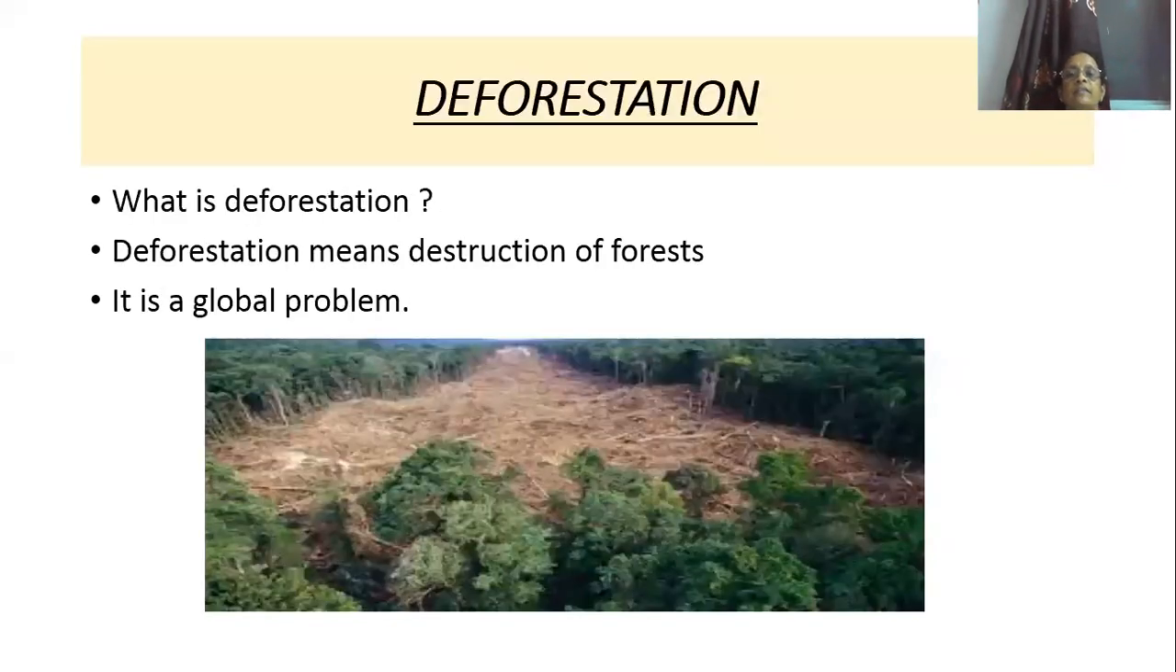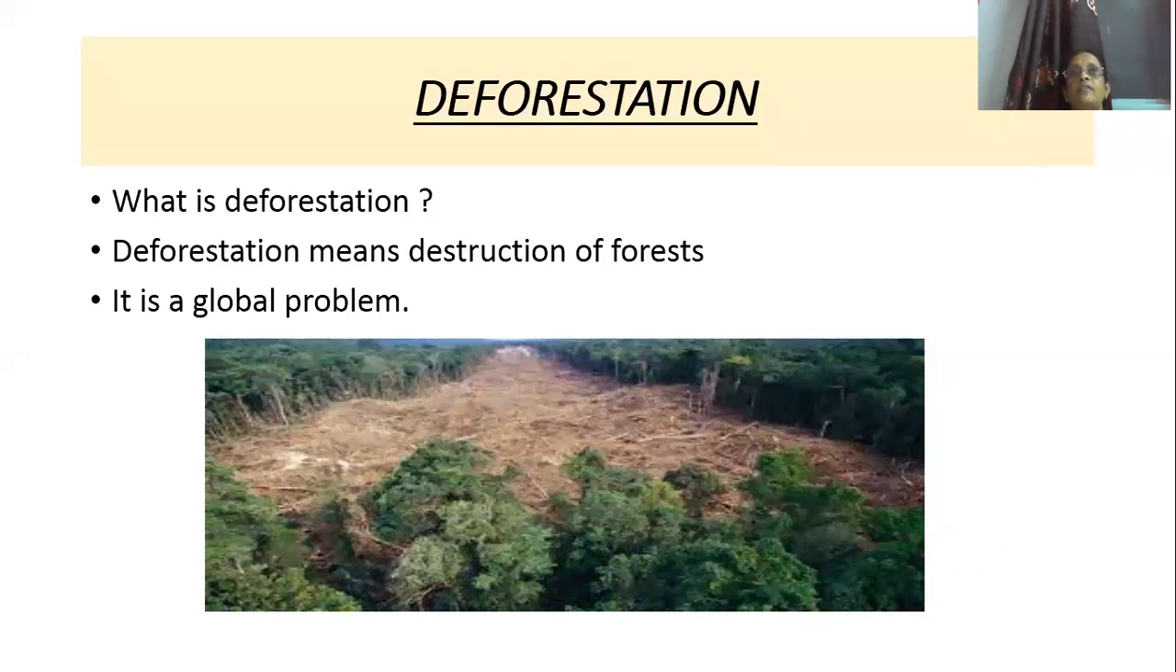Then deforestation. What is meant by deforestation? Cutting down of trees in the forest is called deforestation. That means destruction of a forest. And it is a problem faced not only by India but all over the world. So what type of problem is it? It is a global problem.